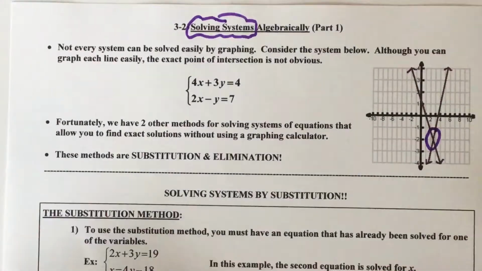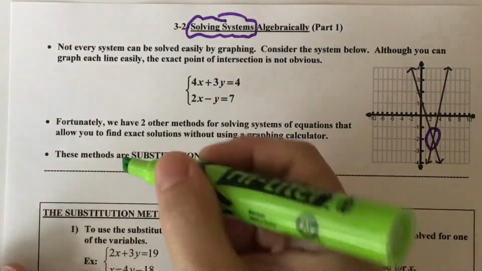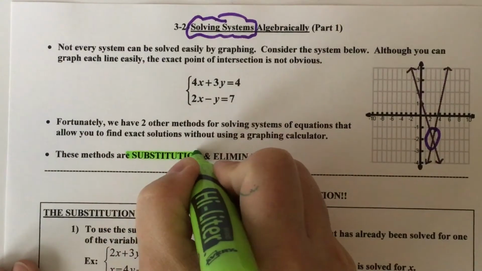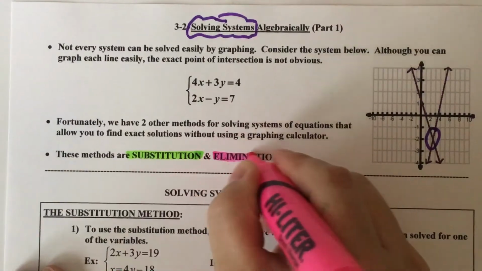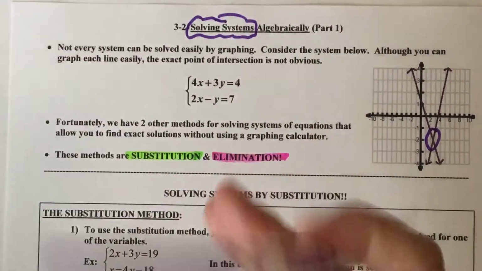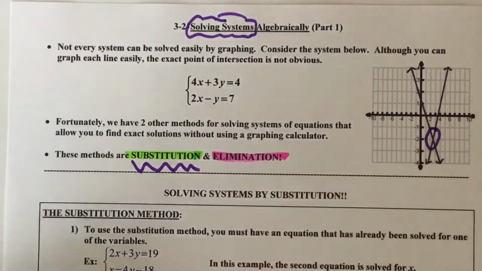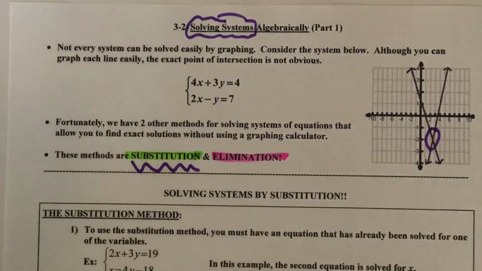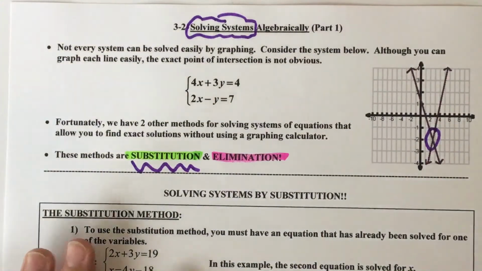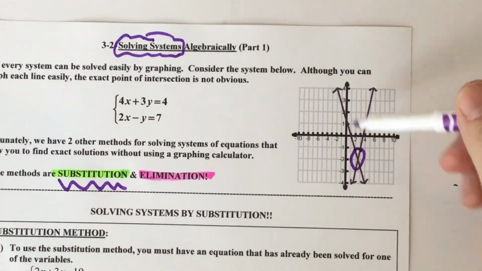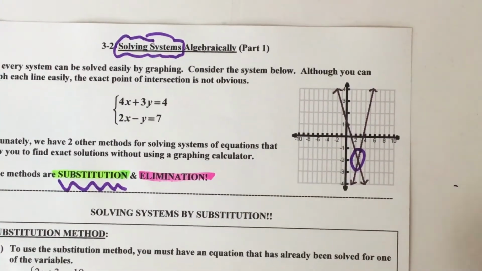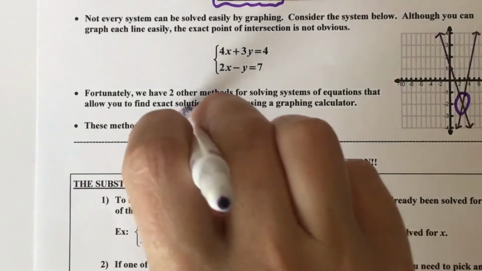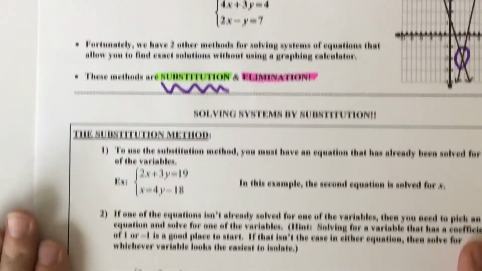So we have two other methods called substitution and elimination. And so today we're going to learn about substitution. And then in the next lesson you will learn about elimination. Okay, so like I said, you can solve systems lots of ways. Graphing is one of them, but sometimes they don't intersect in nice locations. So we have other methods. So today, let's talk about substitution.